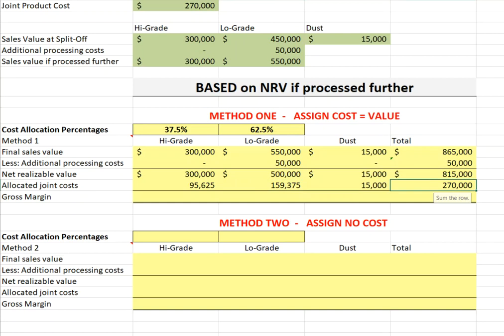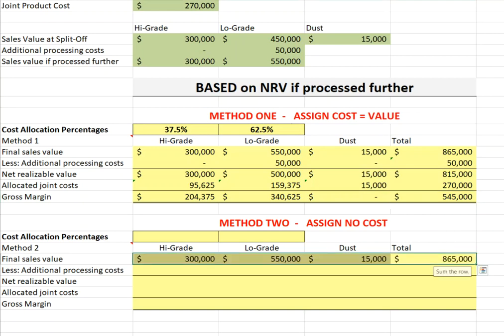And of course, we'll take our net realizable value minus the allocated joint costs to calculate our gross margins. The gross margin on high grade coal will be $204,375. For the low grade, $340,625. For the coal dust, nothing, since we've allocated a cost equal to its expected sales value, and a total of $545,000. In method 2, we're going to go through the same process, but this time we will assign no cost.